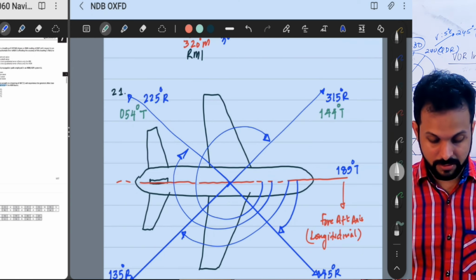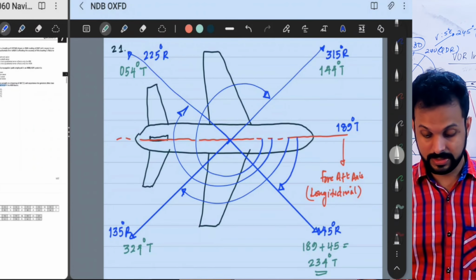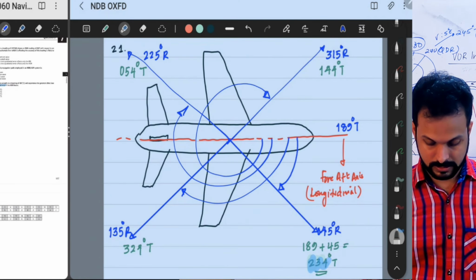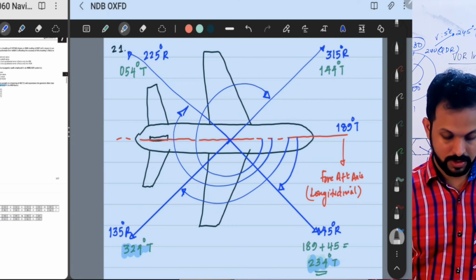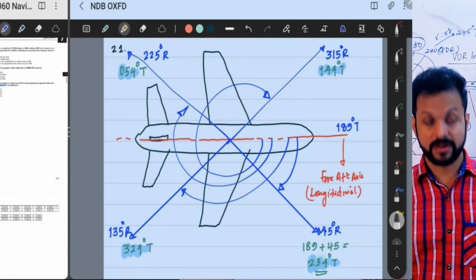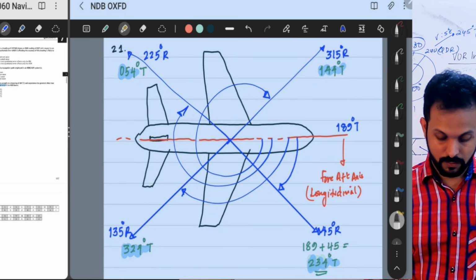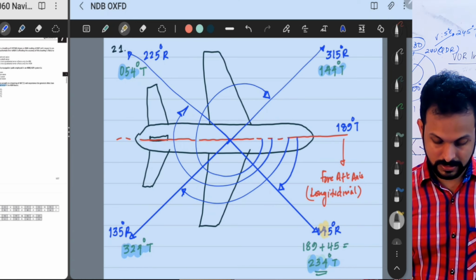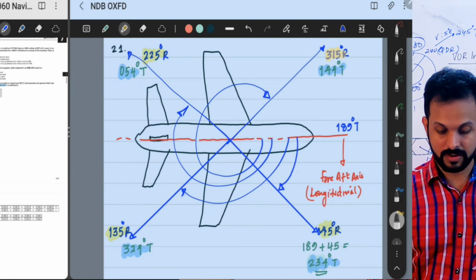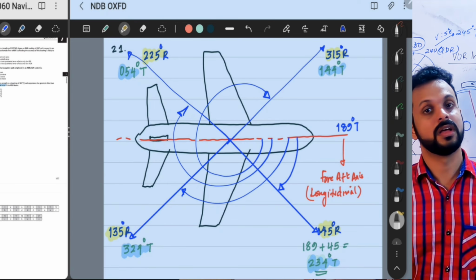So we have 4 different bearings at which the error would be maximum. That's going to be 234 degrees, which is here. We have 324 degrees, 54 degrees and 144 degrees. We also have 4 different relative bearings at which the error is going to be maximum, which is the relative bearing of 45 degrees, 135 degrees, 225 degrees and 315 degrees. Understand the difference between the actual bearings and the relative bearings. See what is asked in the question before you pick up the answer.